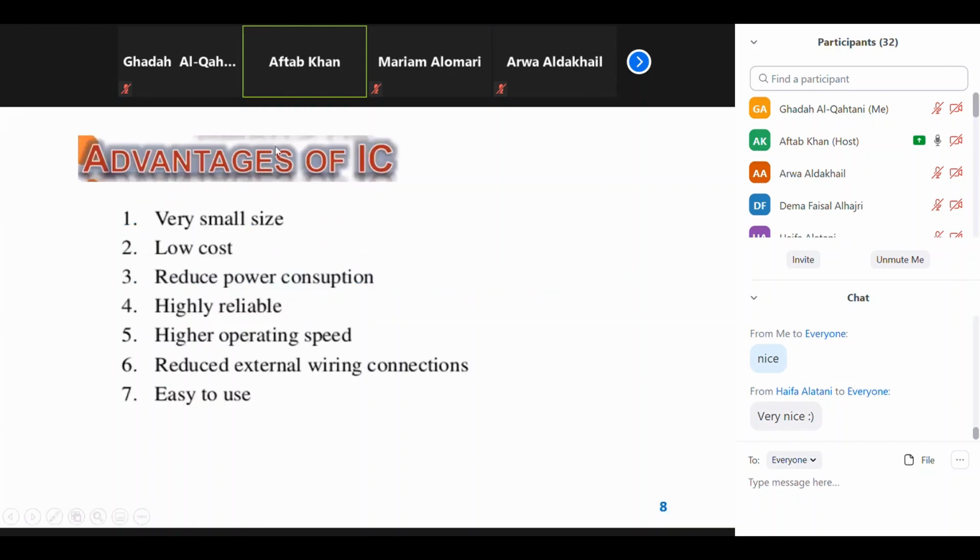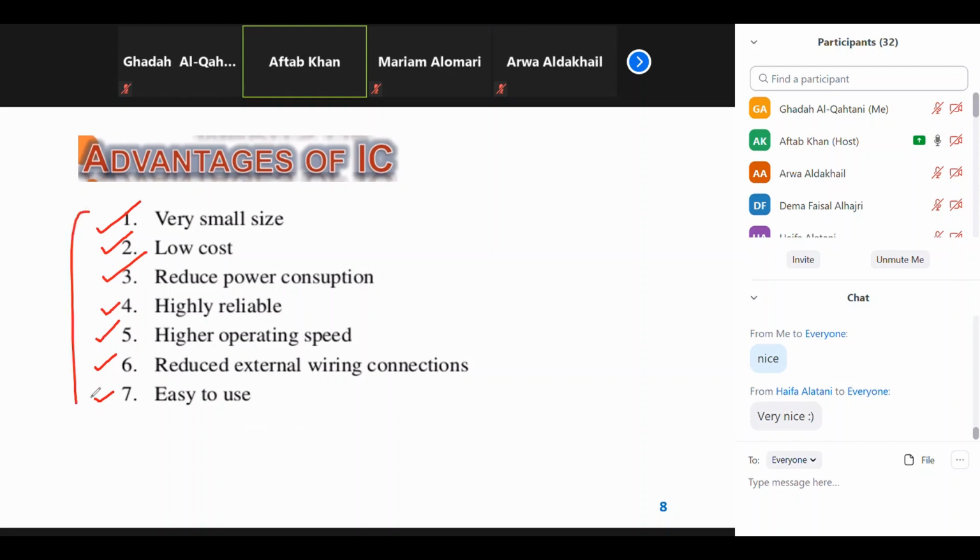So these are some advantages. Advantages: very small size, low cost, reduced power consumption, very less power consumption, because signals need not travel very far. All components are very close to each other, so power consumption is very, very less. Highly reliable, higher operating speed, reduced external wiring connections. Definitely, already too many connections are inside connected, so reduced external wiring. Easy to use, just put it on the motherboard or breadboard, and just use it. So these are the advantages.